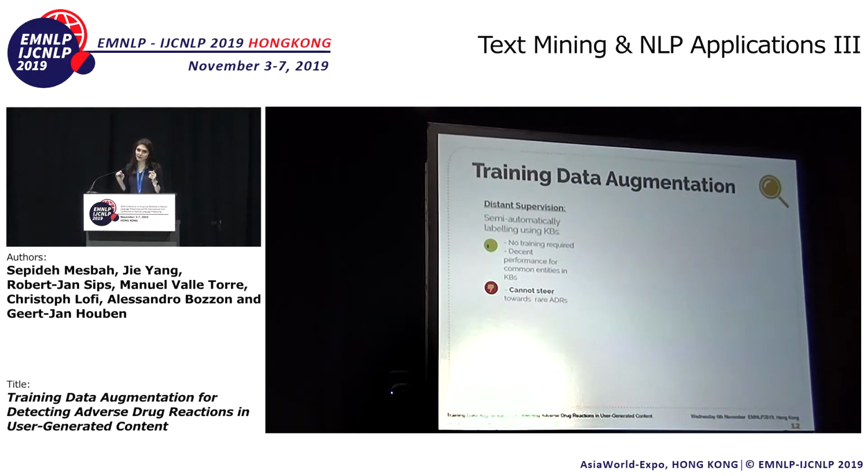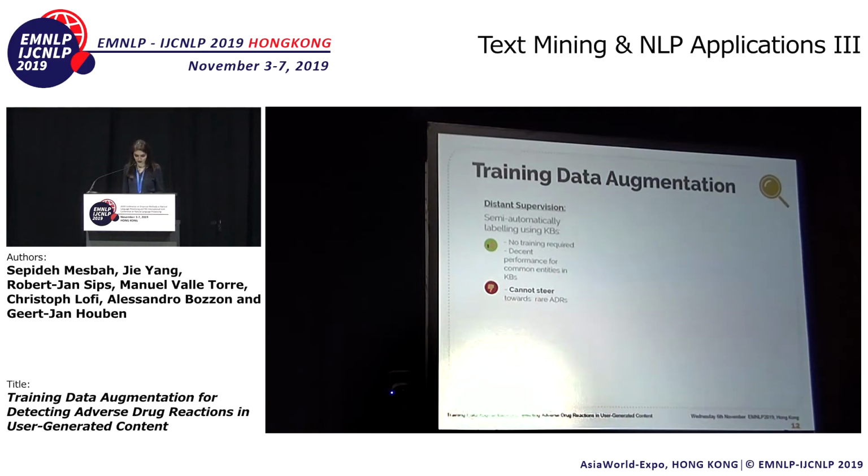So there is some recent work trying to tackle the problem of training data augmentation using, for instance, distant supervision, which tries to use the words in existing knowledge bases, like the medical knowledge base UMLS, and match them with the text. This technique shows decent performance for the common entities, the ones mainly used in the text which exist in the knowledge bases, but again, it doesn't perform well for phrases that are not in the knowledge base.